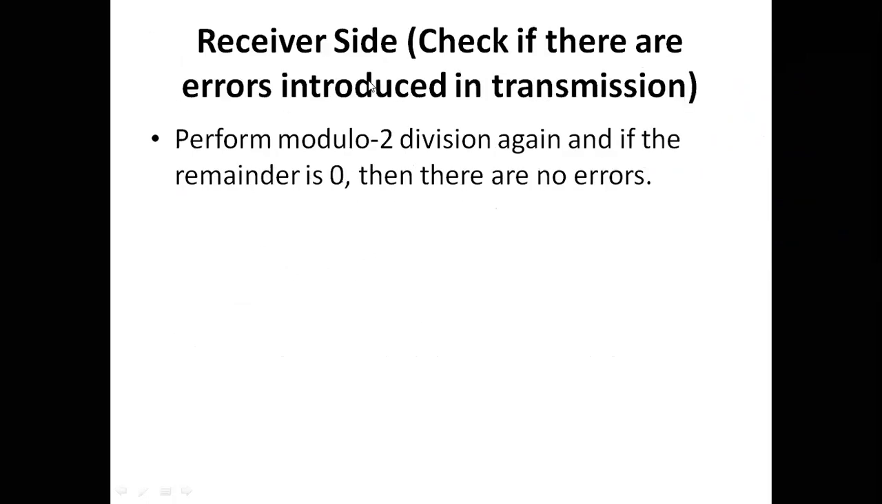At the receiver side, it performs the same modulo division. If the remainder is 0, then there are no errors, and the receiver can accept the data immediately. Otherwise the data has some errors, so it cannot be accepted, that means it is rejected, and a negative acknowledgement is sent to the sender for retransmission of the same data.